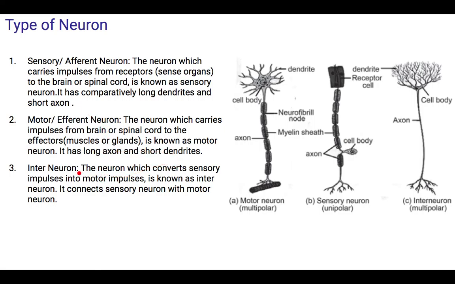Now finally, the interneuron. The interneuron is the neuron which connects the sensory neuron and the motor neuron, and it converts sensory impulses to motor impulses.